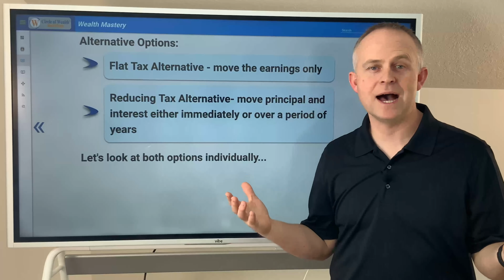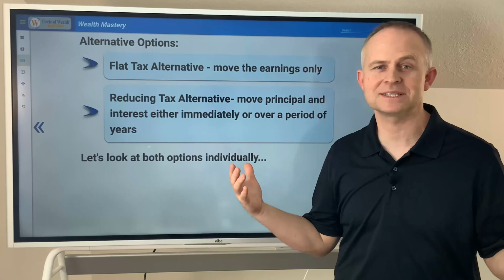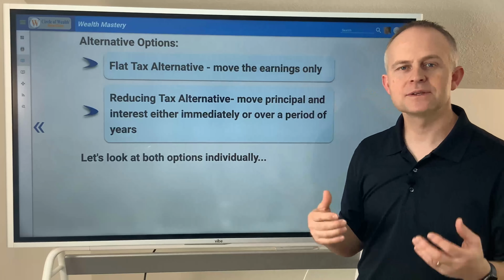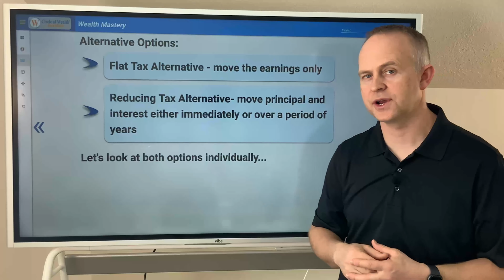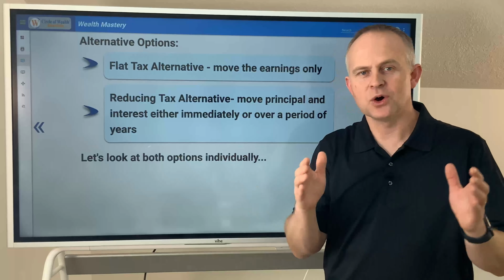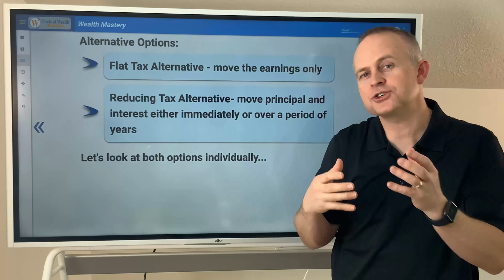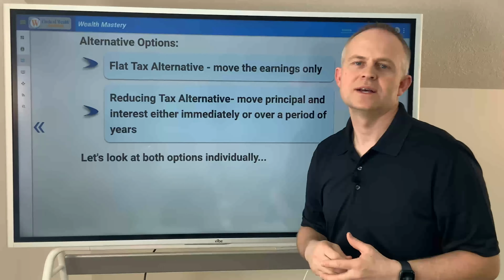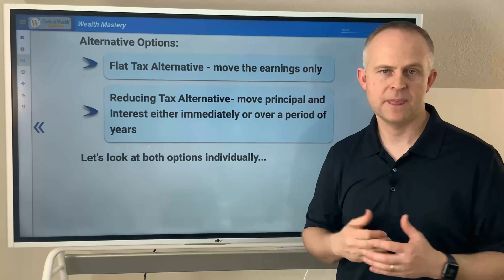Okay, so out of our three options, option number one, which was increasing the tax liability, is obviously not a very good option. It's compounding the problem, as we just saw. So that leaves us two options left. The first option is the flat tax alternative, which is where we're going to move the earnings only. Okay, so our $500,000 is going to stay $500,000, and whatever interest that it earns, we're going to take those earnings and we're going to move those somewhere else into maybe a tax-favored position where we don't compound the problem.